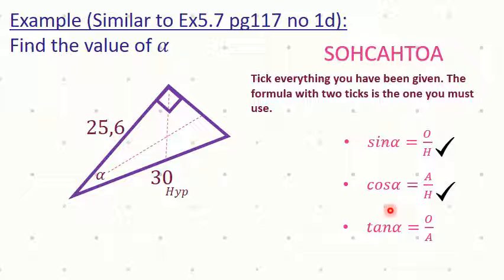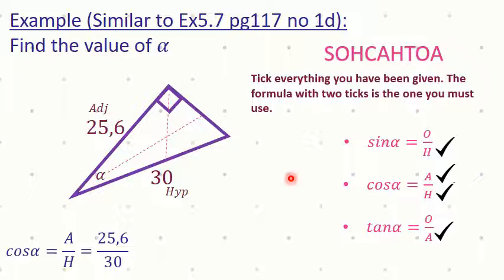Well, if you look directly opposite alpha, you'll see the opposite side has not been given as a piece of information. So 25,6 must be the adjacent side. And that's why I'm going to put a tick next to A for adjacent in my list of formulae. Now we can see that cos alpha is the one with 2 ticks, so that is the formula that we apply. Cos alpha is adjacent over hypotenuse, and we can substitute in the relevant information, 25,6 over 30.